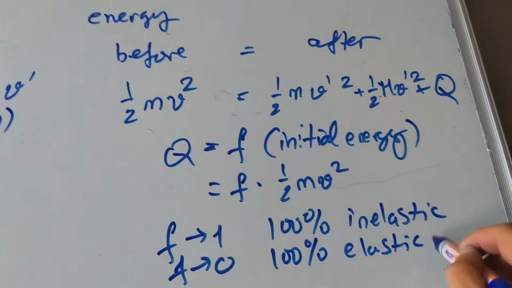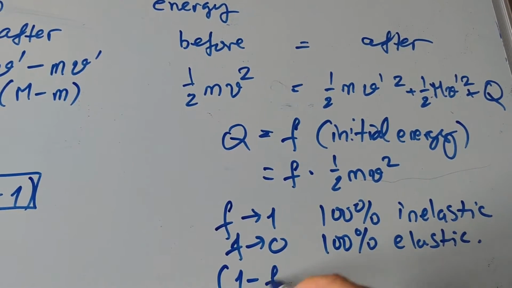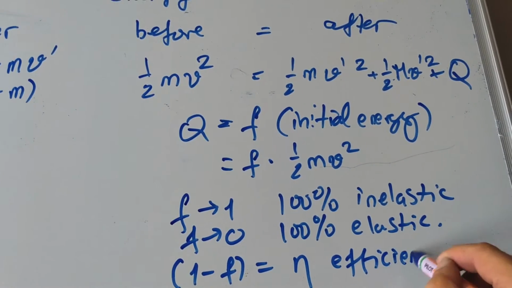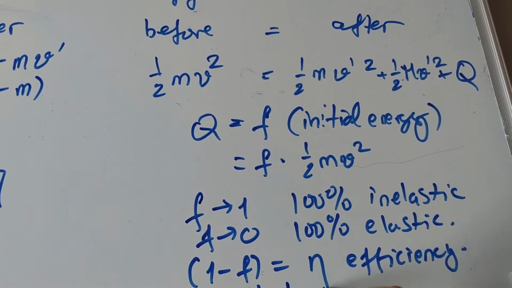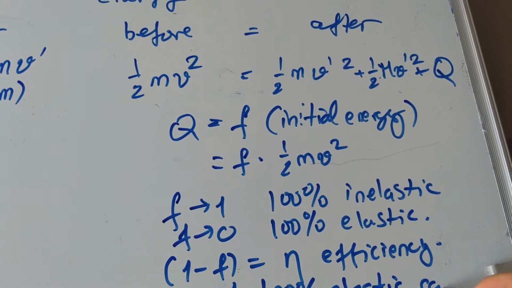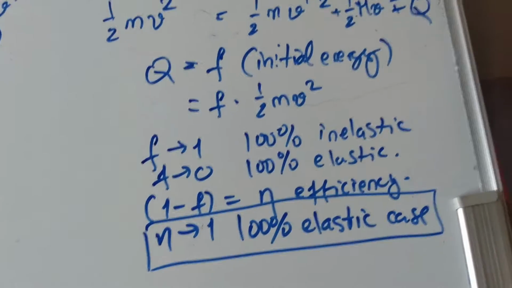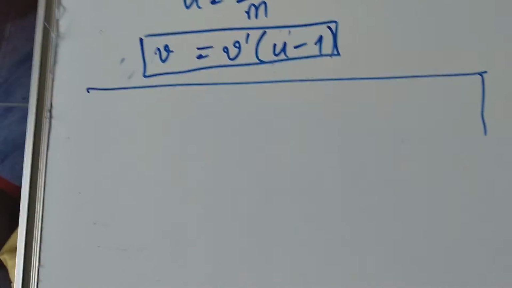Nothing is lost. We can reverse this by defining a different variable, 1 minus F, call it eta, efficiency. And when eta approaches 1, then I have the 100% elastic case. Okay, now why do I introduce this new variable? You'll see in a minute, you'll understand soon. All right, let's continue the energy analysis over here.